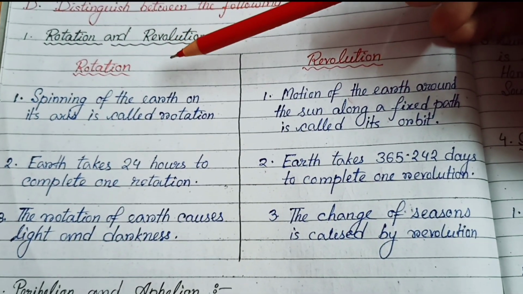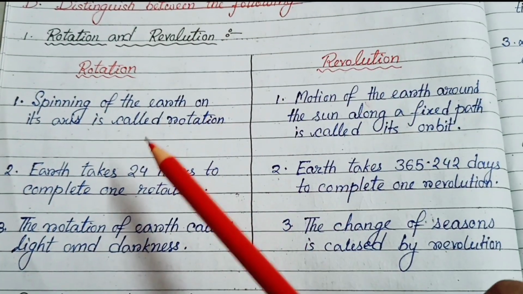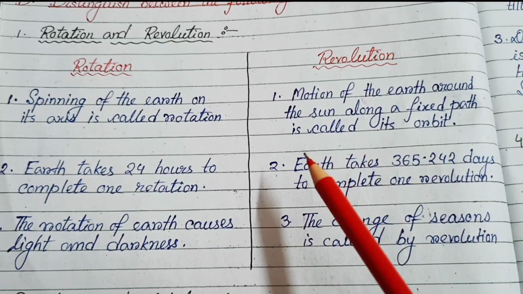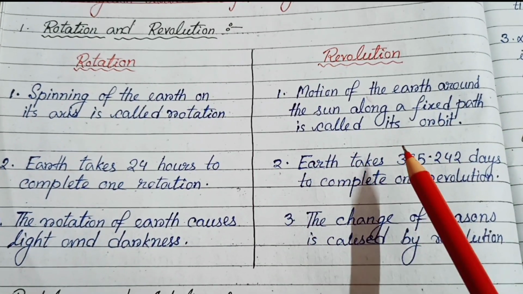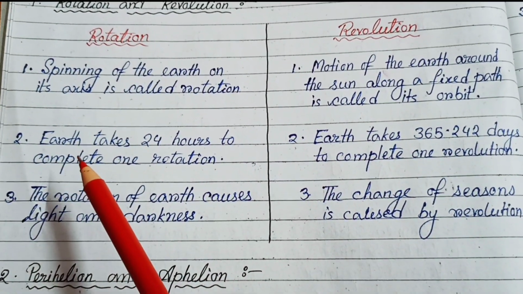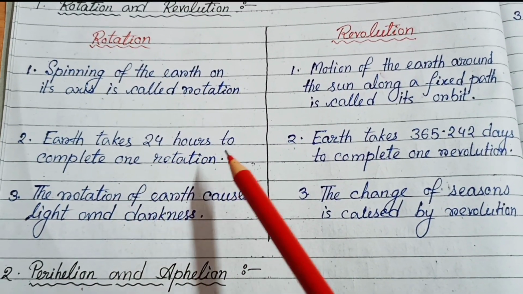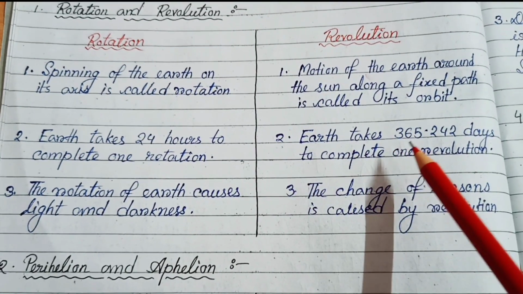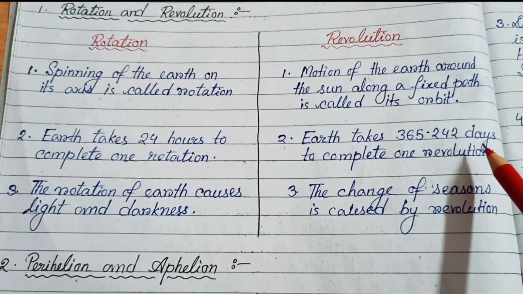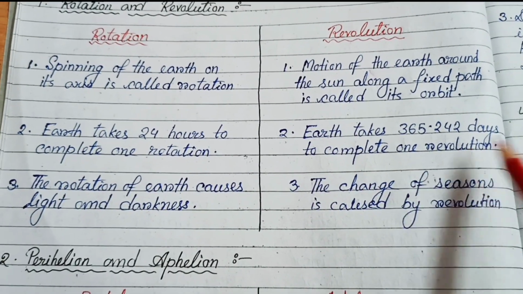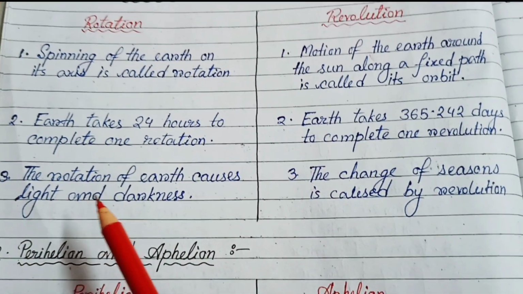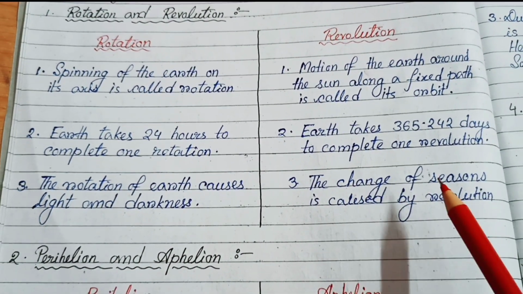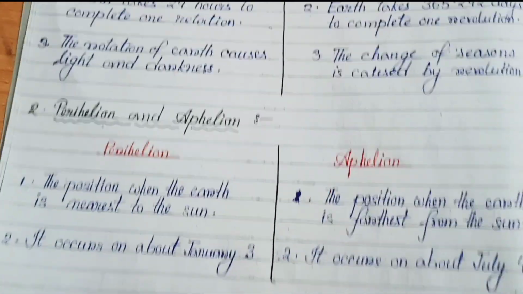Number 1. Spinning of the earth on its axis is called rotation. Number 1. Motion of the earth around the sun along a fixed path is called its orbit. Number 2. Earth takes 24 hours to complete one rotation. Number 2. Earth takes 365.242 days to complete one revolution. Number 3. The rotation of earth causes light and darkness. Number 3. The change of seasons is caused by revolution.